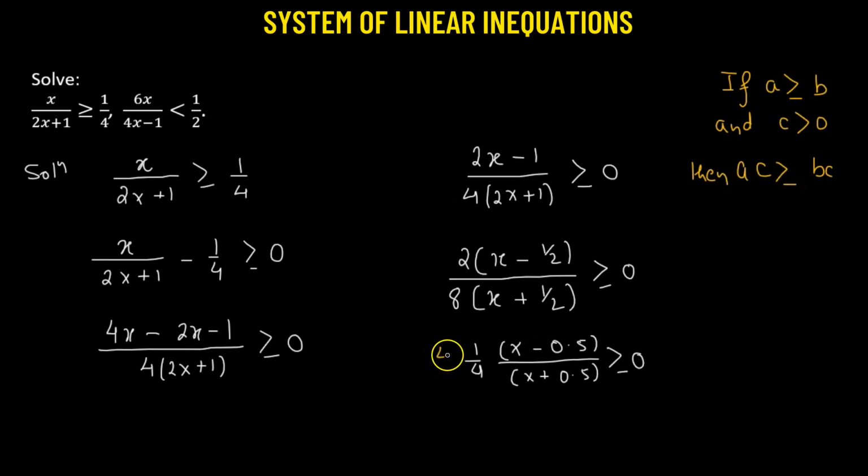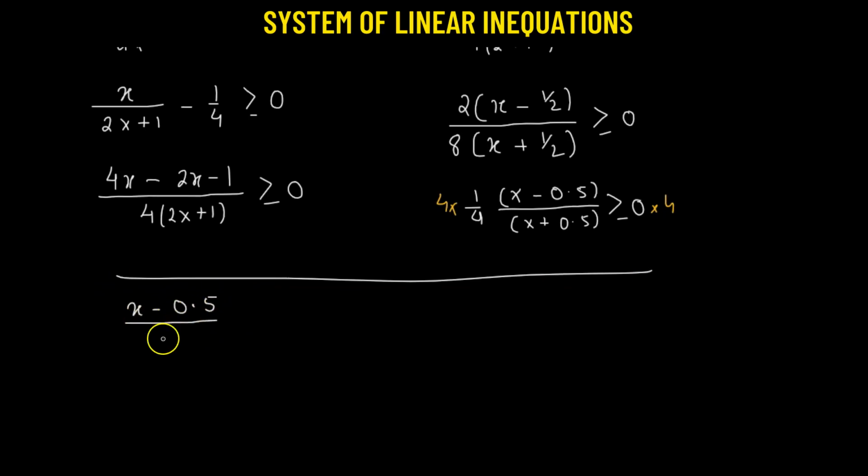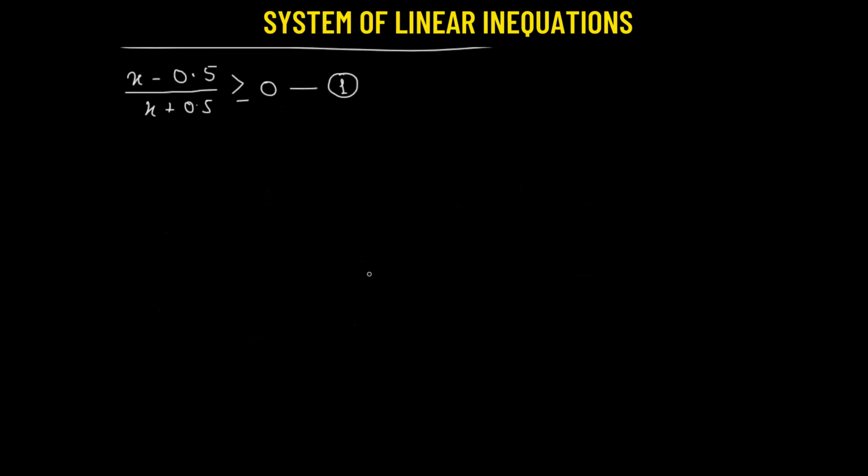So here we'll multiply both sides by 4, and this is not going to affect the sign of the inequality. So this is going to give us (x minus 0.5) divided by (x plus 0.5) greater than or equal to 0. Let's label this as number 1. Now we have to find a solution to this linear inequality before moving on to the second linear inequality.